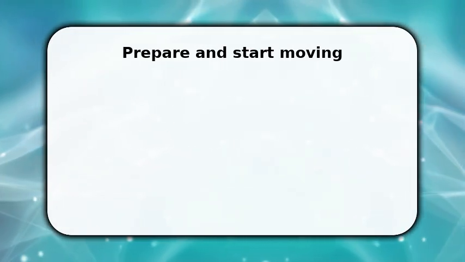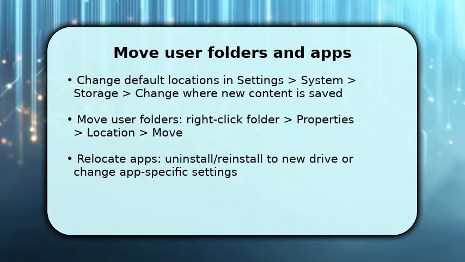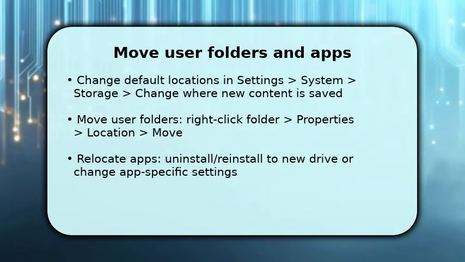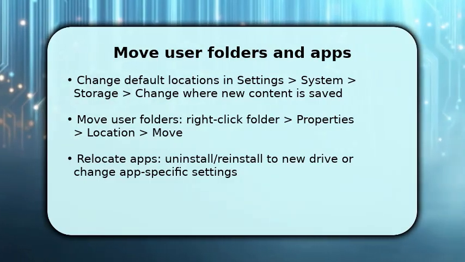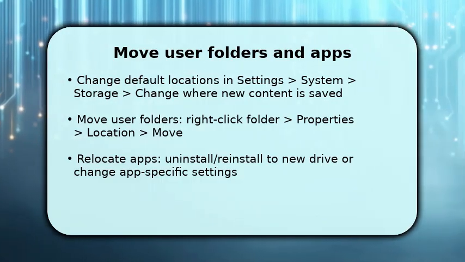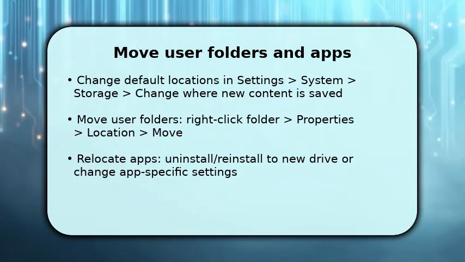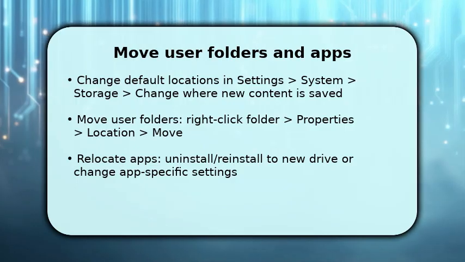You'll now move user data and applications. First, change system defaults. Go to Settings, System, Storage, and change where new content is saved so new files go to the target drive. Then move existing user folders one at a time. Right-click Documents, Properties, Location, then move and pick the new path. Windows updates shortcuts and permissions automatically.